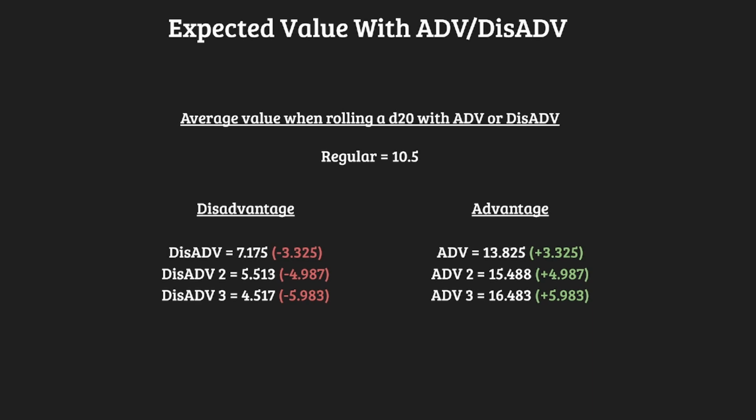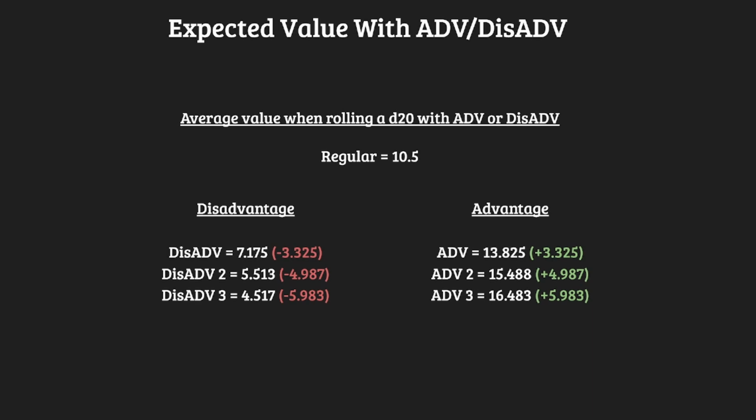You're losing about 4.987 from the value of the dice when you're rolling with disadvantage 2 compared to a regular roll. And you're losing about 5.983 from the expected value when you're rolling with disadvantage 3 compared to the regular roll. With the advantage, on the other hand, we have the advantage is equal to 13.825. So the average value of rolling 2 dice is going to give you about 13.825. That's an increase of 3.325.